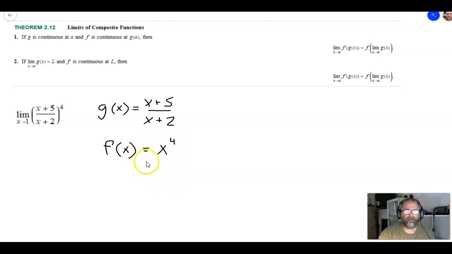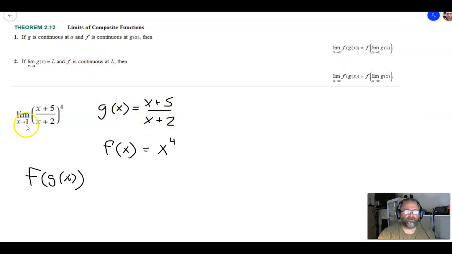Right? And that way, if you were to write this function as f of g of x in composite form, you would get this function back here, right? Because the g of x goes on the inside, it would be going here, and then the whole thing would be raised to the 4th power there. So taking a look at this, the first thing we need to do is make sure that the g of x is continuous at a.